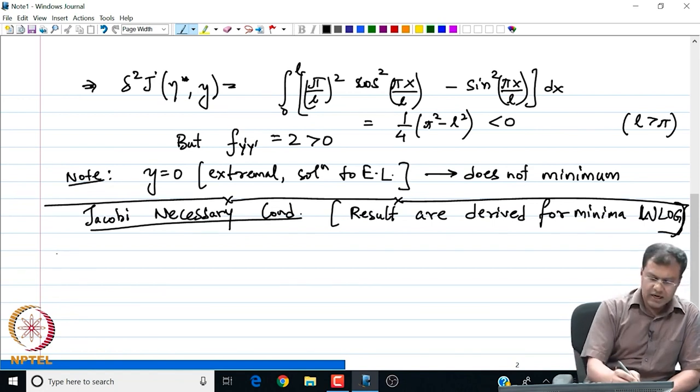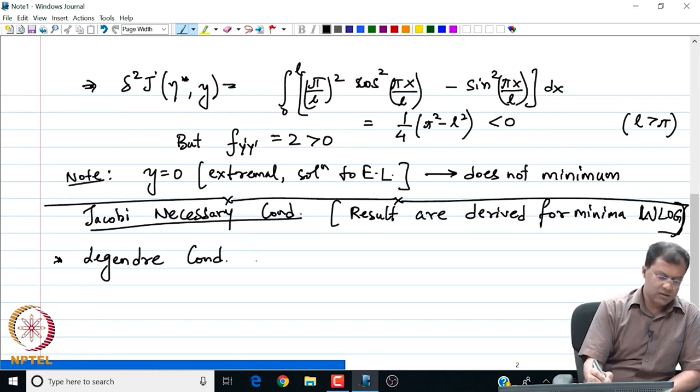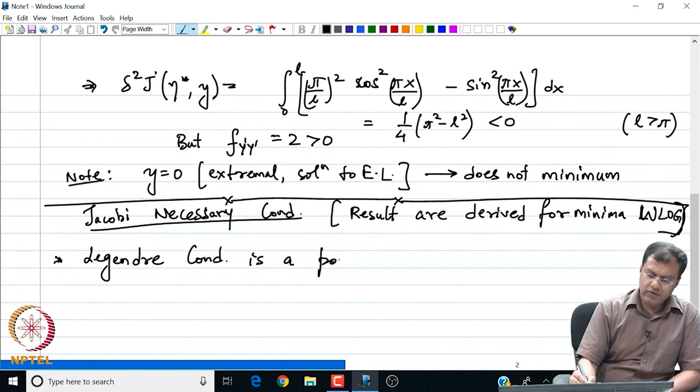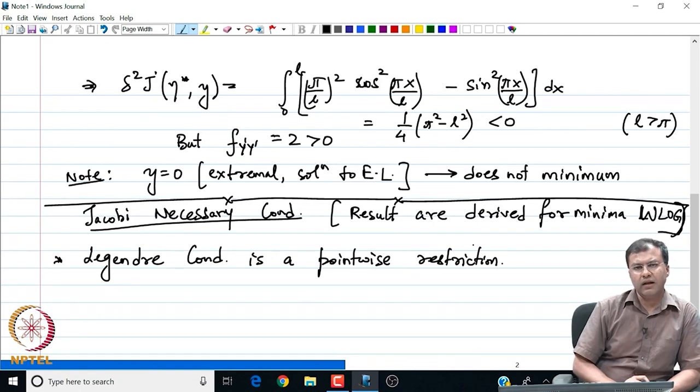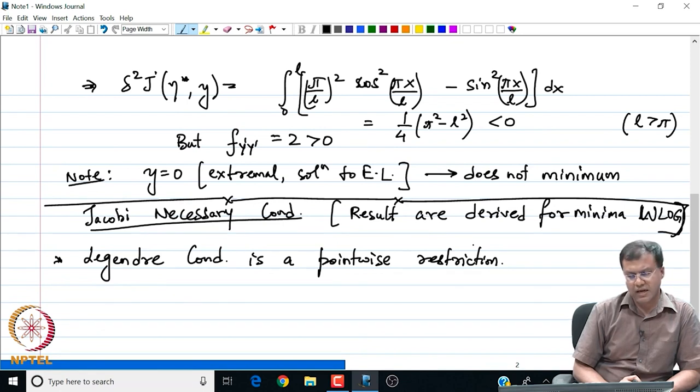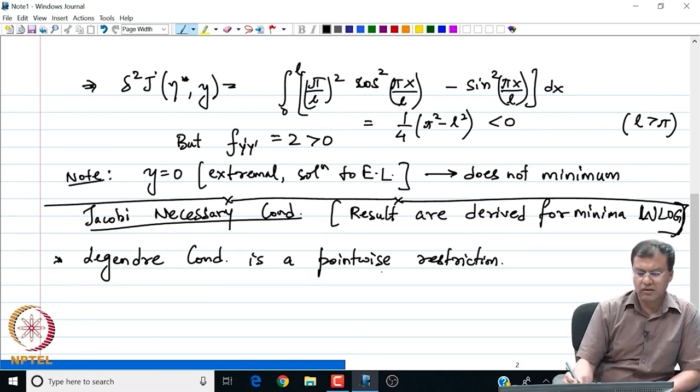Okay. So, the Legendre condition, as I just said, is a point wise restriction. We saw that depending on the values of x attained from the interval, the second derivative of f with respect to y prime will either be positive or negative, right? And even if it is positive, that doesn't guarantee that we are going to get a positive definite second variation, right? So Legendre condition is definitely not the complete solution.